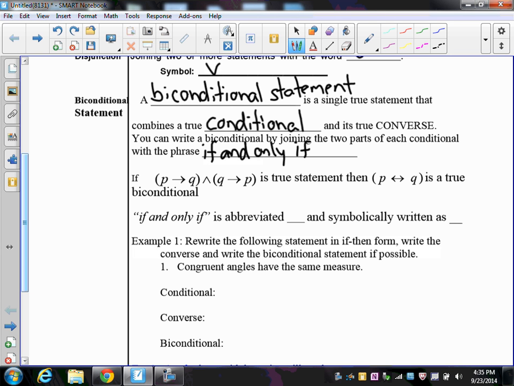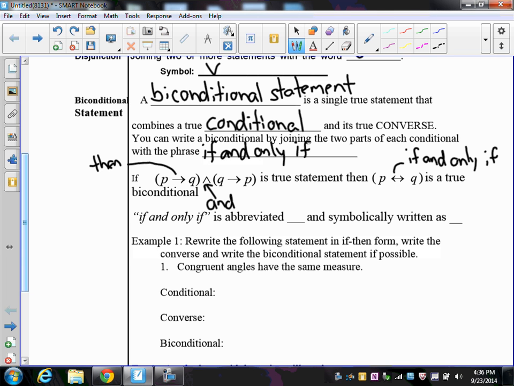So we say if P then Q, remember this symbol here means then. That's a conditional, P then Q. This new symbol we learned right here is and. Q then P, which is the converse, is a true statement. So that whole thing is true. Then P, our symbol here, is if and only if. This is a new symbol that we're learning. So then the statement P if and only if Q is true, is a true biconditional.